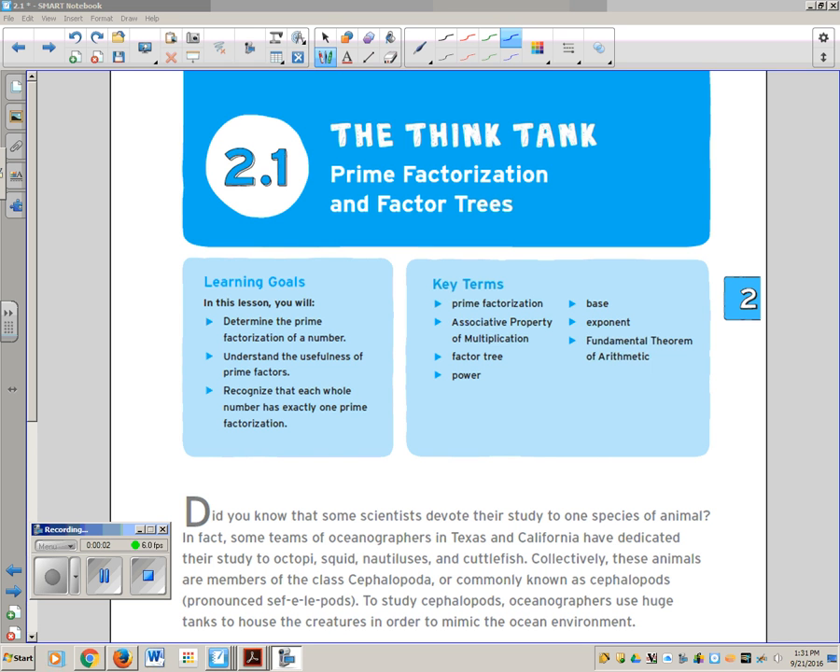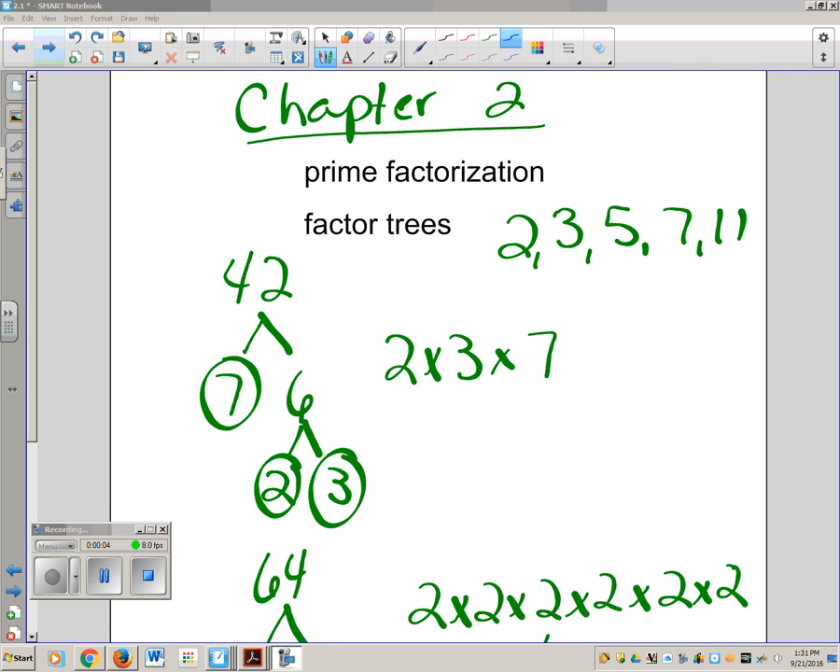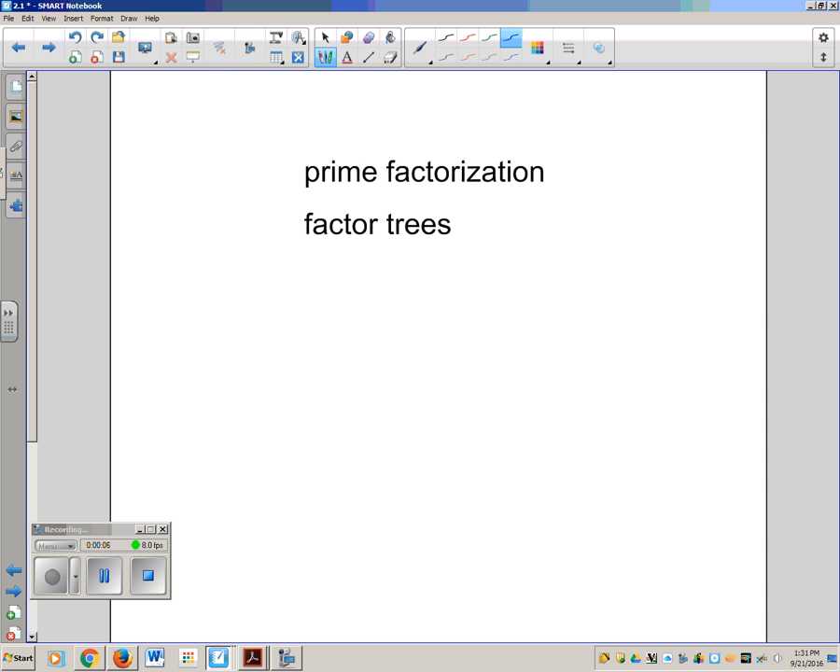All right, Chapter 2, Section 1. In your red notebook, I want you to write Chapter 2. We are going to be working on prime factorization, powers, and associative property.